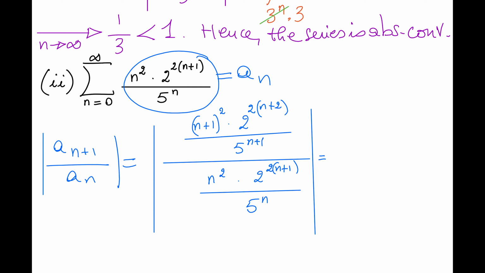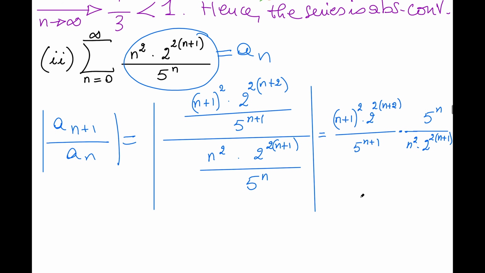And this is then equal to n plus 1 squared times 2 to power 2 times n plus 2 divided by 5 to power n plus 1. And divided by this quotient means I'm multiplying by the reciprocal of the quotient. And what's the reciprocal of that? It's 5 to the n upstairs, and downstairs is n squared times 2 to power 2 times n plus 1. Yes? Okay.